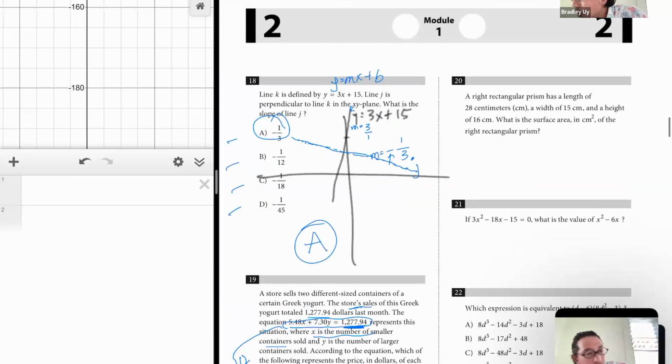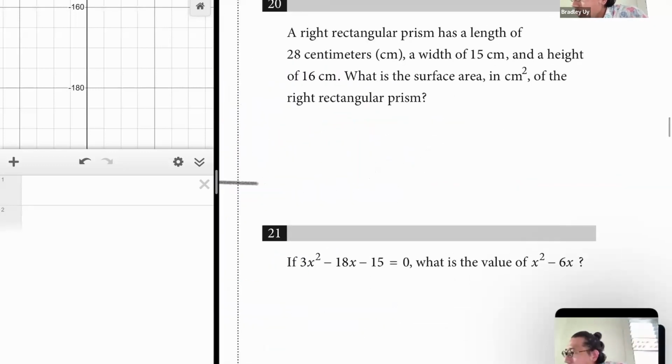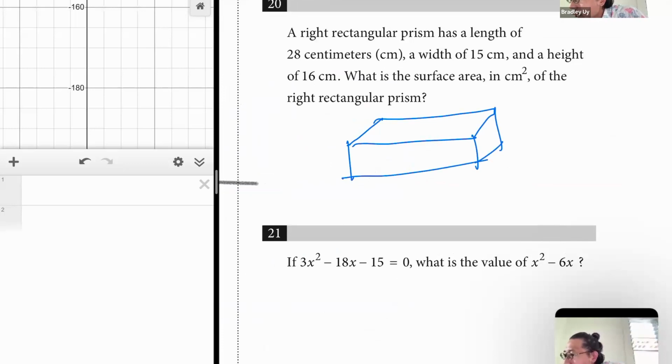Number 20. A right rectangular prism that would look like this. Okay. This is not to scale. But it is 28 by 15 by 16. Okay, and we're asked what is the surface area. Read this carefully. We're not asked for the volume. We're asked for the total surface area.